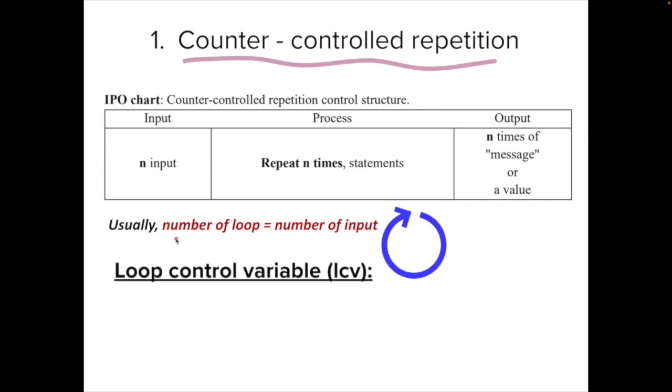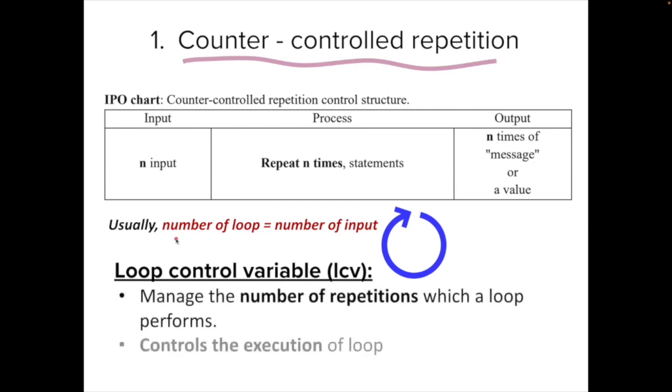So for counter control repetition ni, dia akan melibatkan satu variable khas. Kita panggil dia loop control variable. So basically a variable to control the loop. That's all. Senang. So apa dia buat? Basically dia manage the number of repetition loop tu nak buat, and then control execution. Maksudnya dia control bila loop tu nak berhenti.